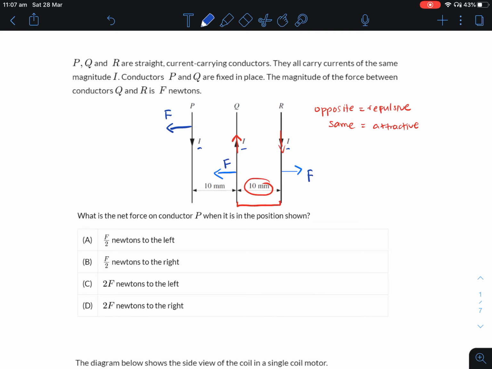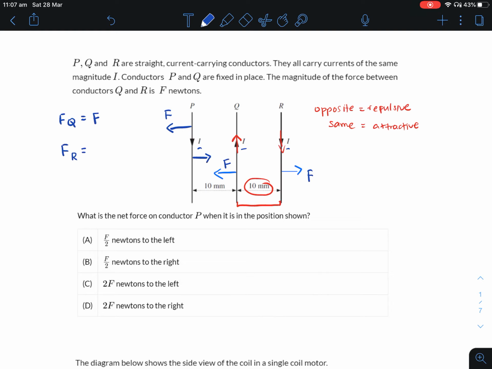Now let's think about the force on conductor P by conductor R. Remember we said that the force placed on P by Q is F, but now what is the force placed on P by R? If we compare conductor P and R, what's the direction of the currents? Are they in the same direction or the opposite direction? Well, we see that they're in the same direction, which means there's going to be an attractive force. And so really the force is going to point in this direction. It's going to point towards R, right?